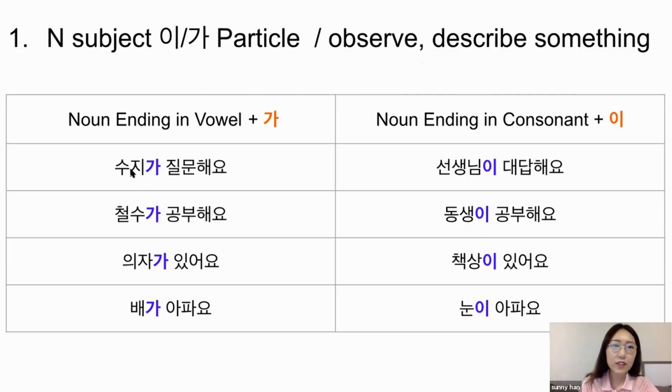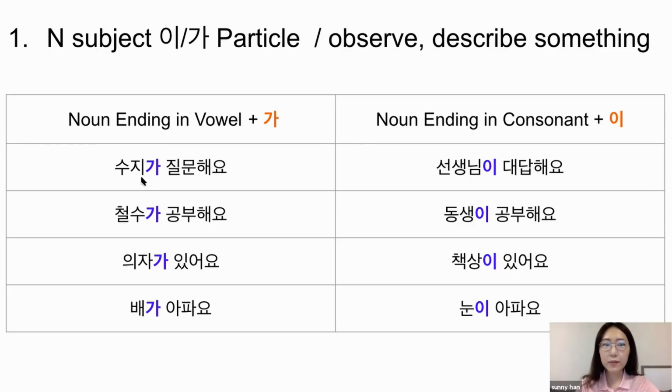So if there is no 받침 and it ends with a vowel, we add 가. If there is 받침, a consonant on the bottom, ending the noun, we add 이. It's difficult, so I will try to go slow.